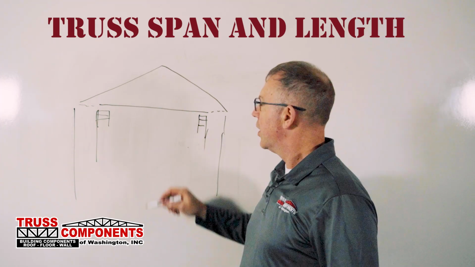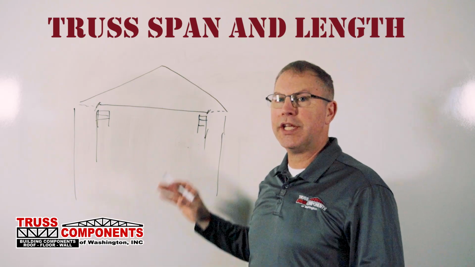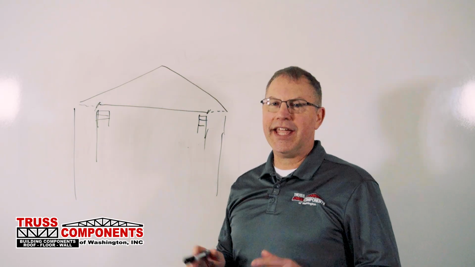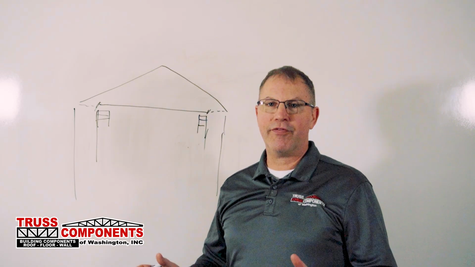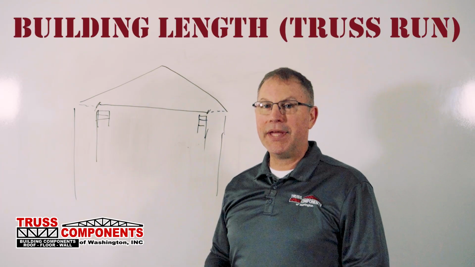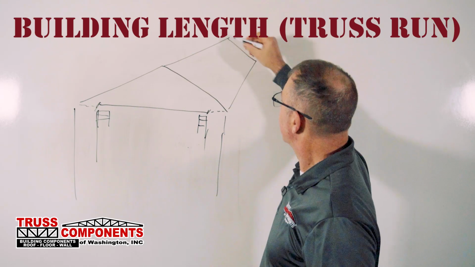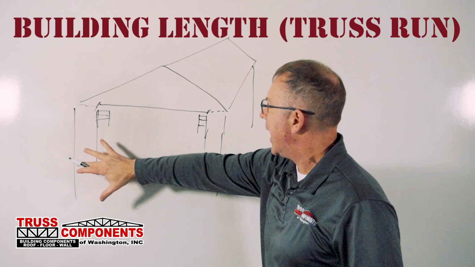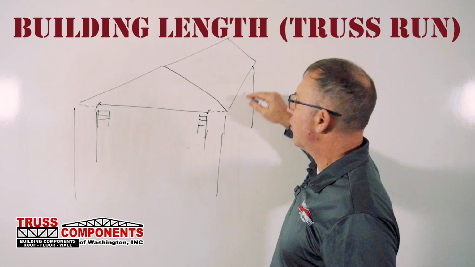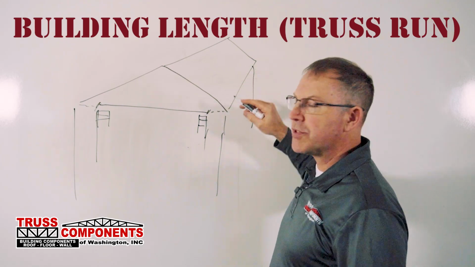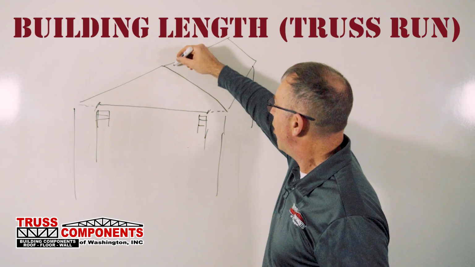So we'll need to know the truss span, and if it's different than the truss length, we'll need to know the truss length also. In addition to the truss span and length, number 4 that we need is the building length, or we also refer to that as the truss run. So span and length is along the truss. Building run or building length helps us to determine, along with number 5, the truss spacing, how many trusses we will need.